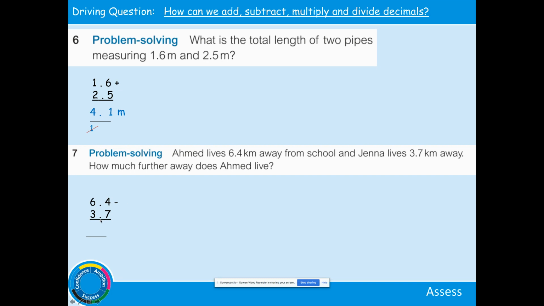Lining up the decimals. I can't take 7 away from 4, so I need to use one of these ones. So cross out the 6, we're taking 1 away, so it's 1 number less, and we're going to move the 1 over here. Now I can do 14 take away 7 is 7, 5 take away 3 is 2, and this time we're measuring kilometers.